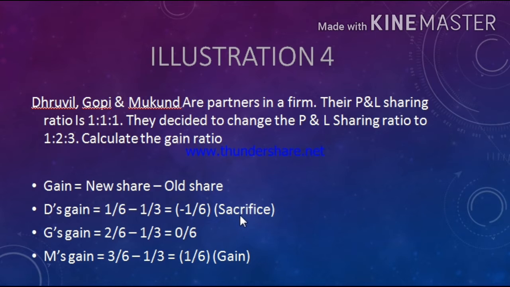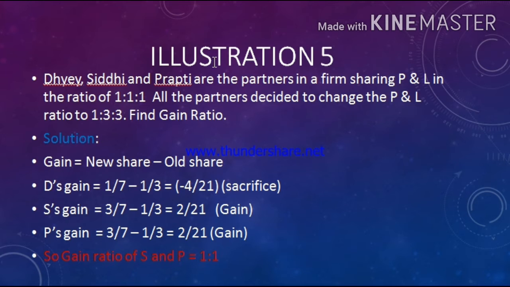We've already discussed one more thing in the previous video, that however much the sacrifice, the same amount of gain would be there. It means sacrifice and gain would always be equal. You can see over here that 1 by 6 is sacrifice and same amount of gain is being achieved by the partner M. Moving on to illustration number 5.